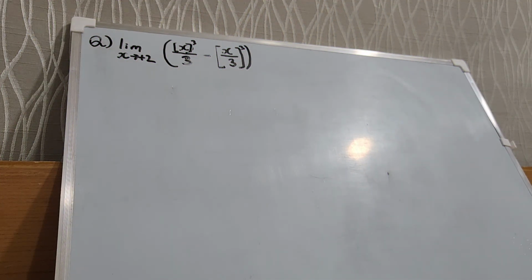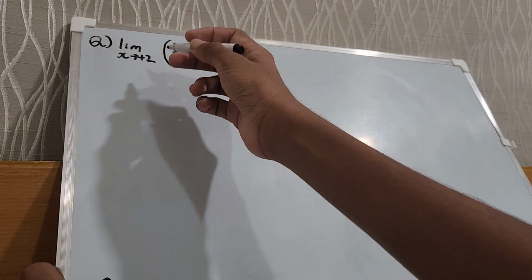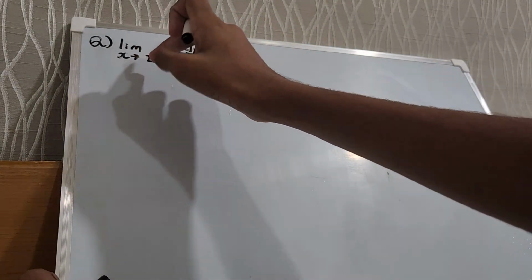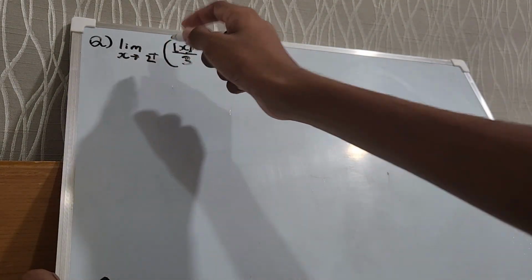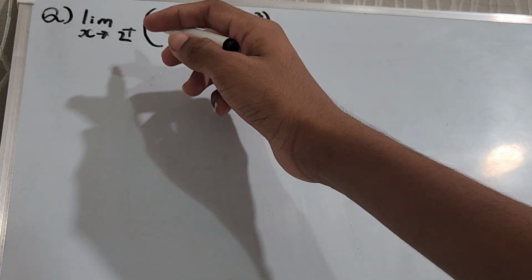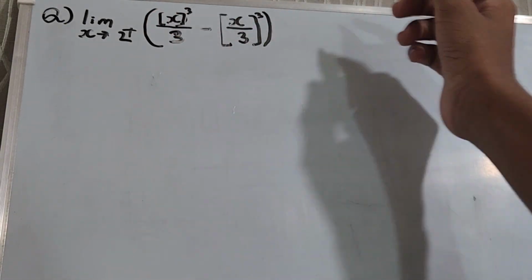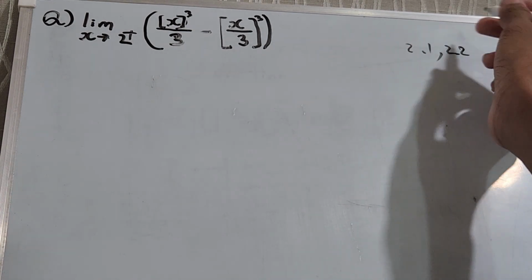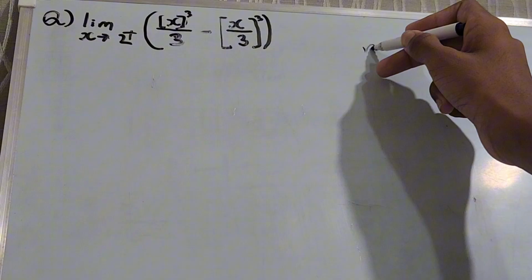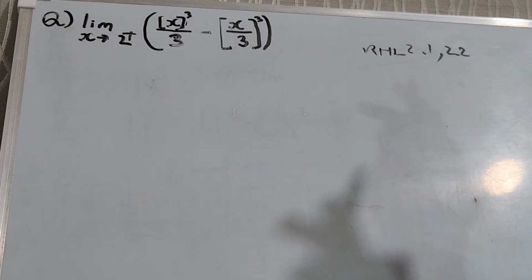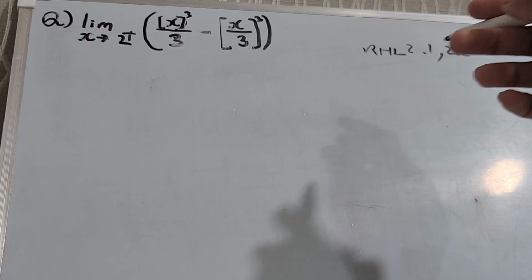Question: limit x tends to 2 plus. Okay, we have a question. Limit x tends to 2 plus. 2 plus means 2.1, 2.2, because it's the RHL, right? RHL means from the right: 2.1, 2.2, 2.3, like that.